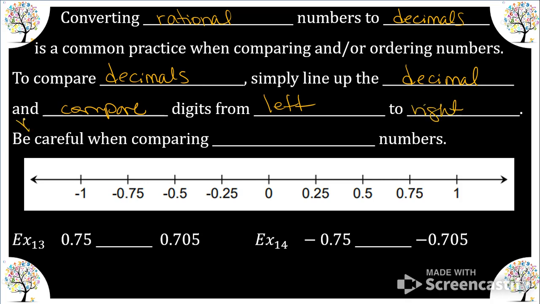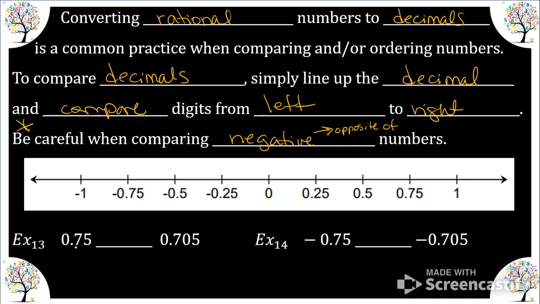But guys, we have to be super careful when we compare negative numbers. Remember, the word negative means opposite of. So sometimes what I do is, when we get to number 14, these are negative, but if I compare them as though they were positive and then just change my answer to the opposite, then I have it correct.